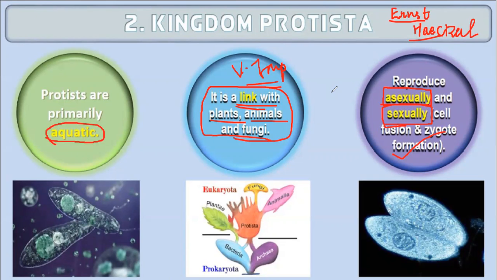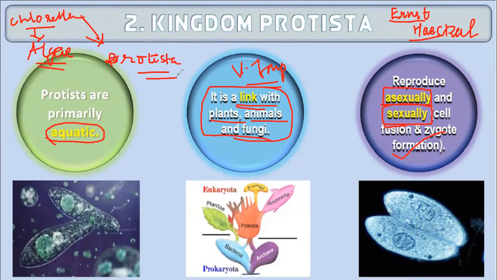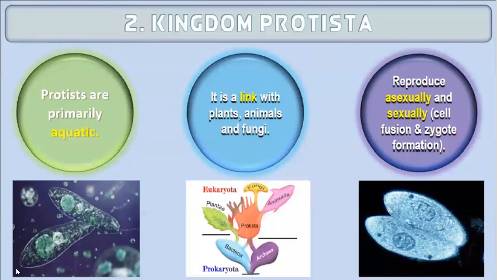According to the NCERT textbook, you will be studying chlorella in algae, which comes under the plant kingdom. But chlorella is actually a Protista. Is it clear? So the Protista is a connecting link between Plantae, Animalia, and fungi, and it is primarily aquatic in nature.